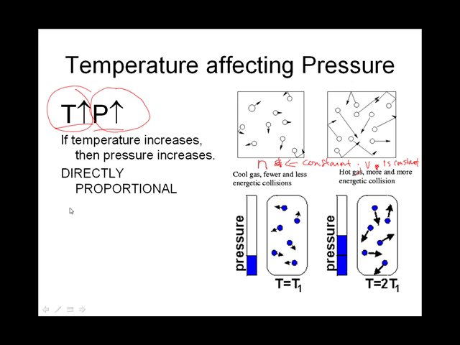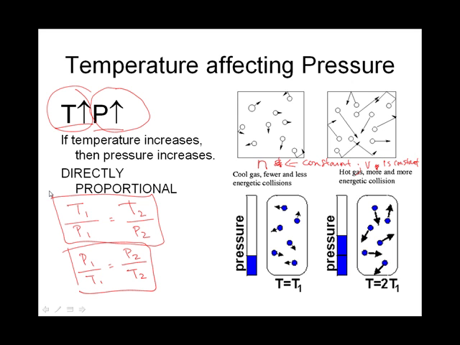In a direct relationship, we know that the variables are one on top of the other. T1 over P1 equals T2 over P2. And this is okay. And you could also write it as T1 over T2 equals P1 over P2. And the reason why is because we're just doing proportions here. And so either one will work perfectly fine.